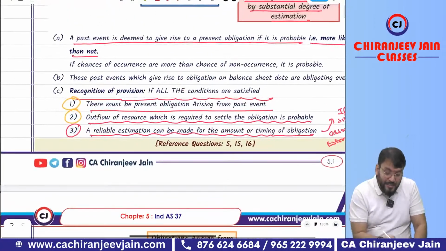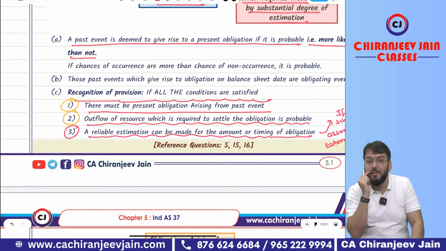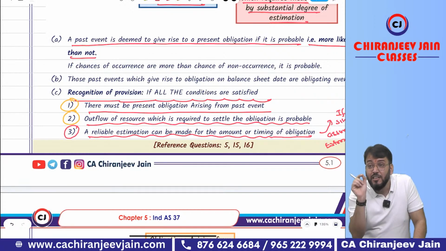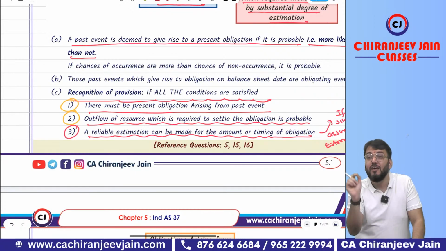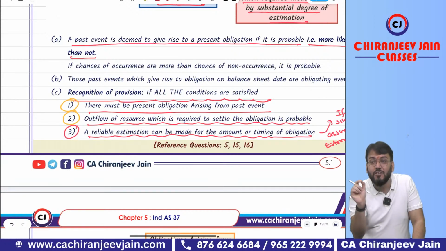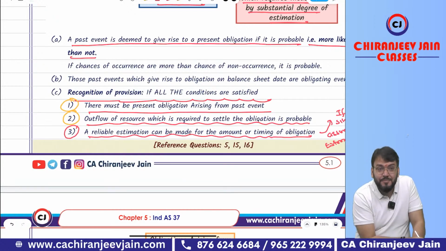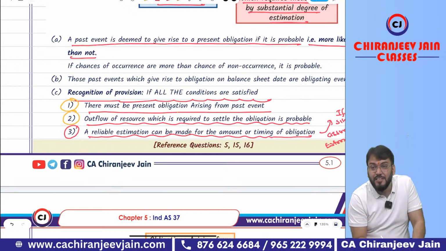So one thing is clear: all 3 conditions need to be satisfied. So what Ind AS 37 says is that only those obligations which exist independently from the entity's future conduct of business should be recognized as provision. What is the first condition? There must be a present obligation.